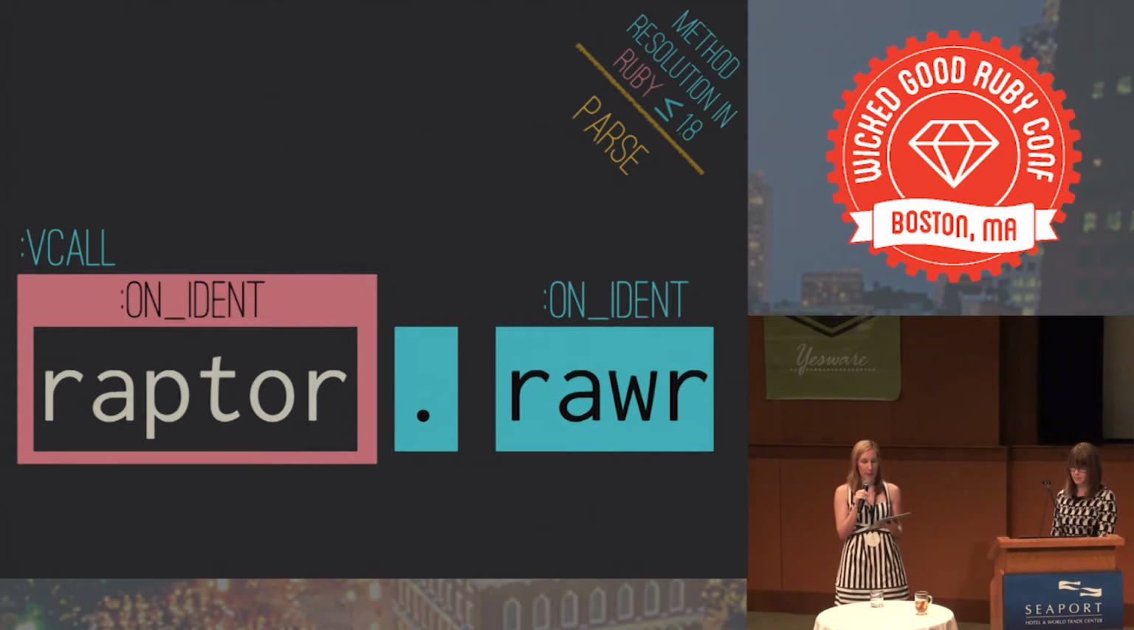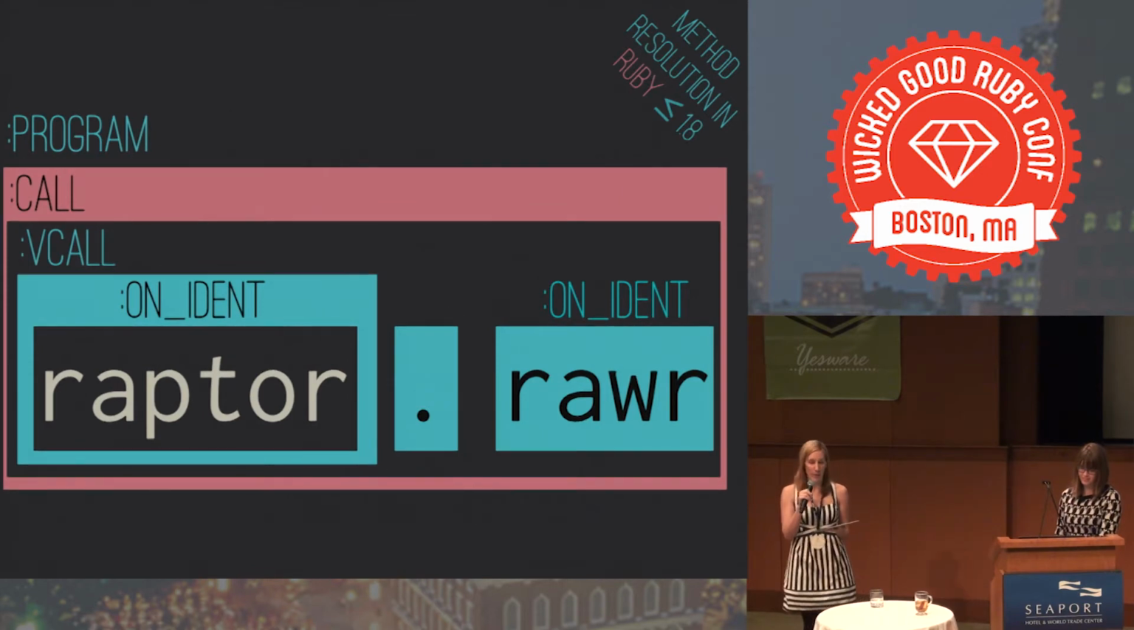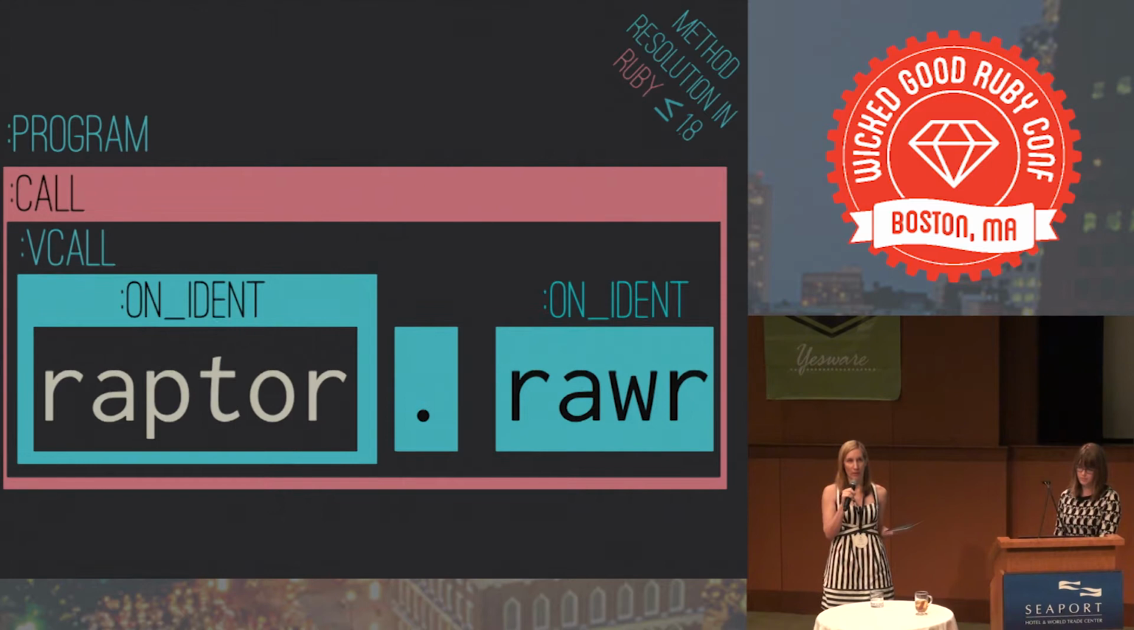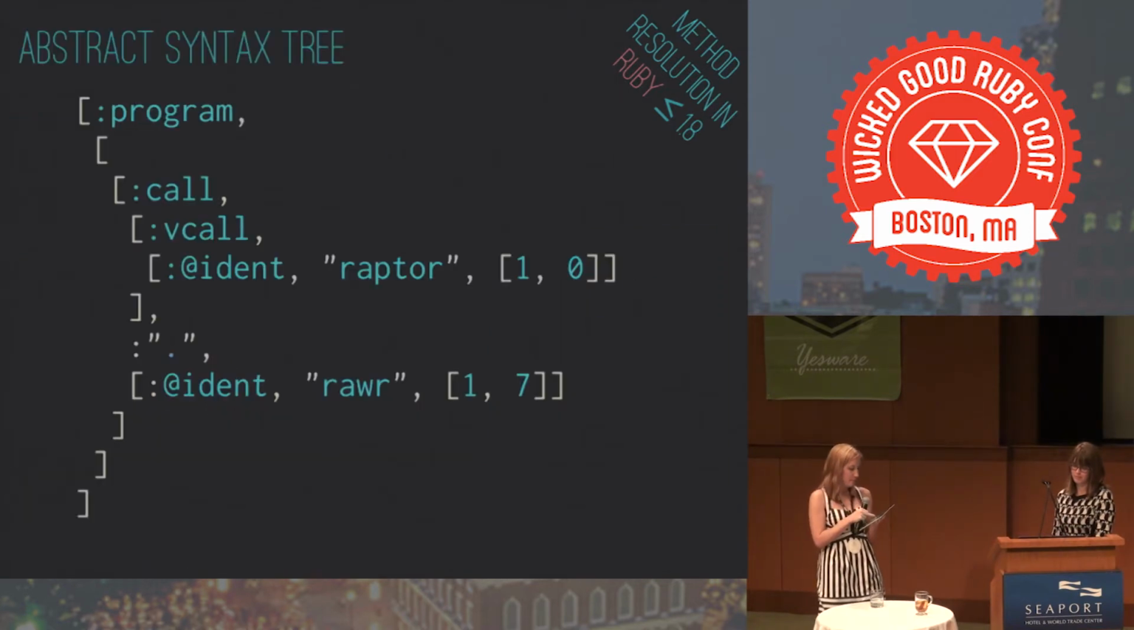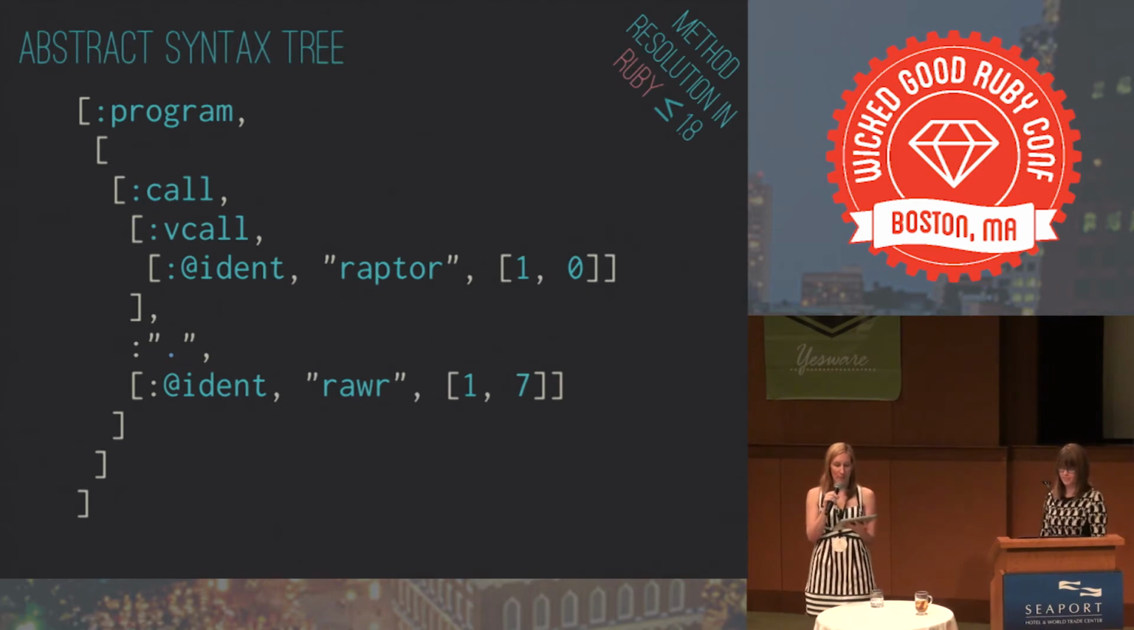Bison classifies Raptor as a variable dereference call, and then classifies raptor.rar as a call on an instance by saving it as a node on the tree. And finally, all of this is stored in a program node. Normally, the program node would contain a variety of different method calls necessary to execute our script. But in the spirit of simplicity, we only have raptor.rar in this example. And this is the abstract syntax tree for raptor.rar. As you can imagine, it would grow in size and complexity for a real program.